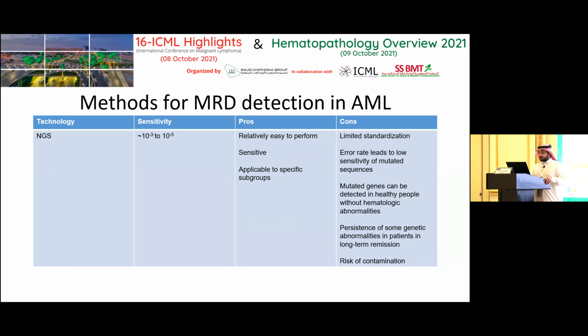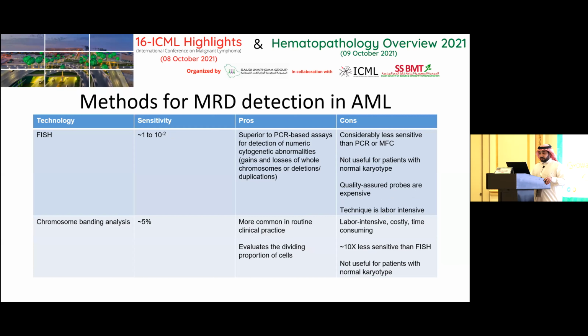Persistence of some genetic abnormality in a patient in long-term remission, and there is a risk for contamination. The FISH modality also has a little bit of sensitivity, up to 10 to the power of 2. It's superior to the PCR-based assay for detection of a numerical cytogenetic abnormality, for example, gain or loss of a whole chromosome, deletion, or duplication. But it is considerably less sensitive than PCR and flow cytometry, and not useful for the patient with the normal karyotype.